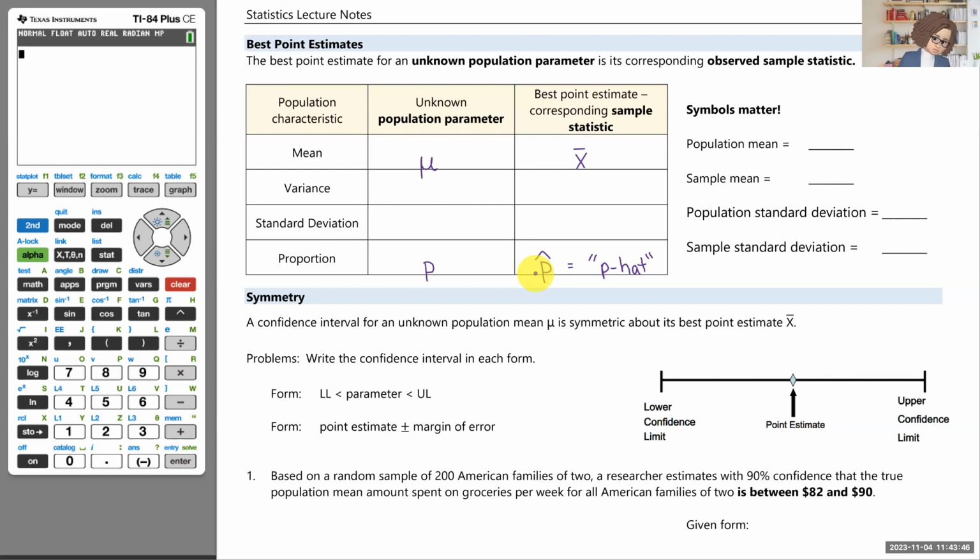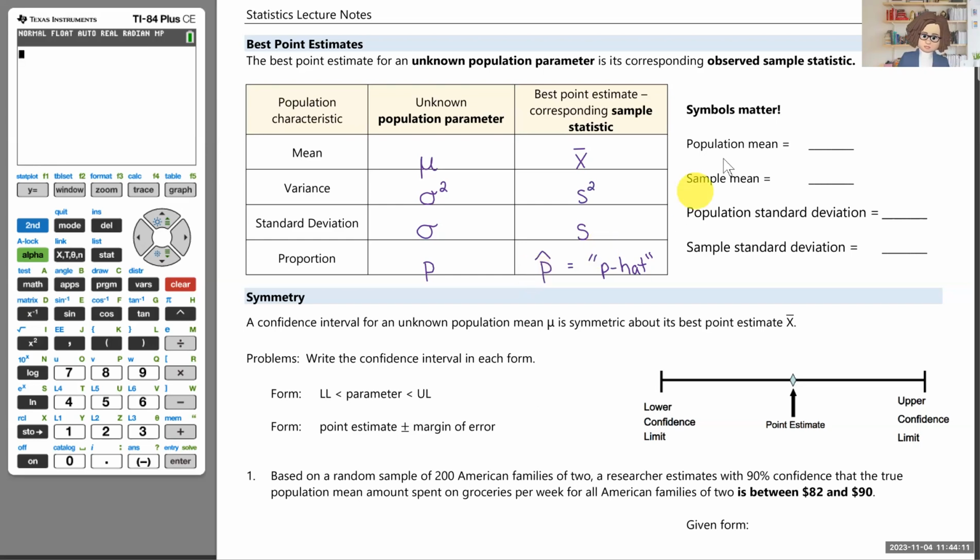And then we'll also learn how to estimate sigma. We've been given sigma frequently in chapter 6, and now we'll learn how to estimate that in this chapter. The best point estimate will be the sample standard deviation. And then variance we don't do often in this class, but that would be sigma squared for population, and S squared for sample variance.